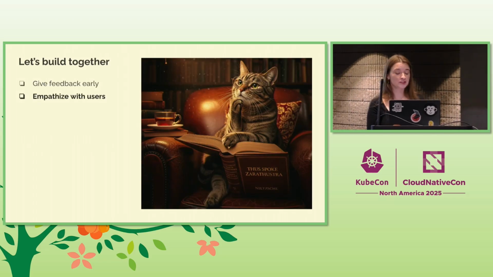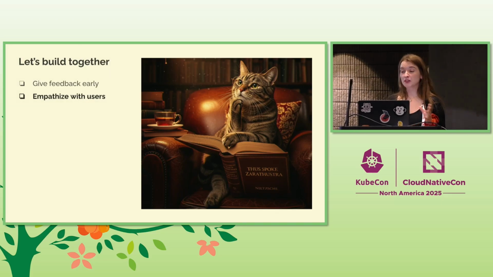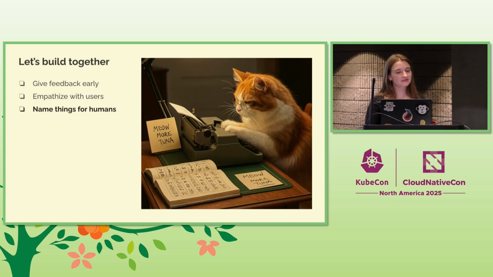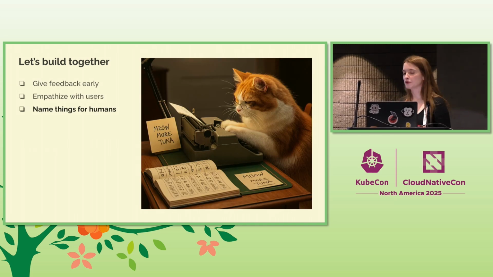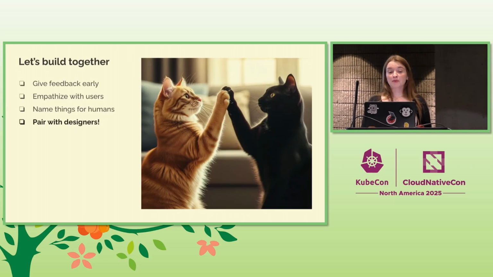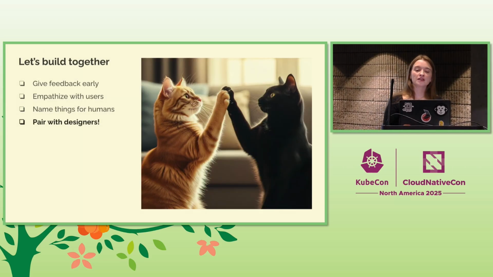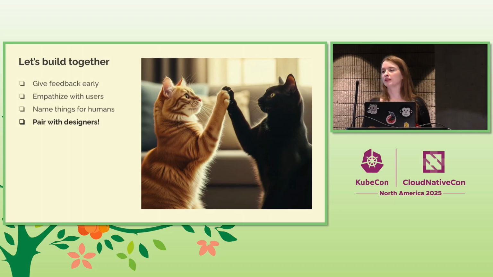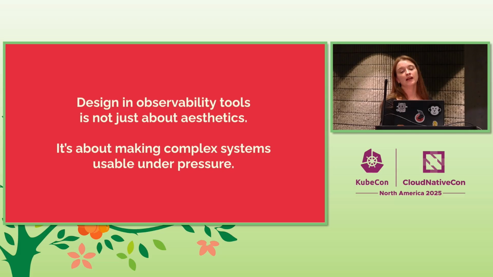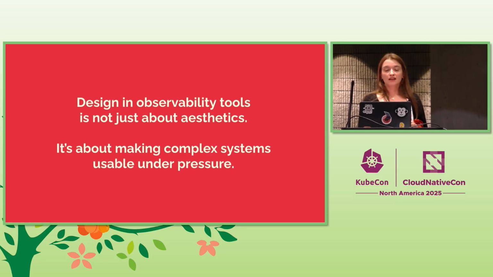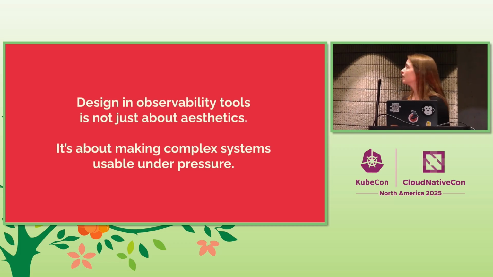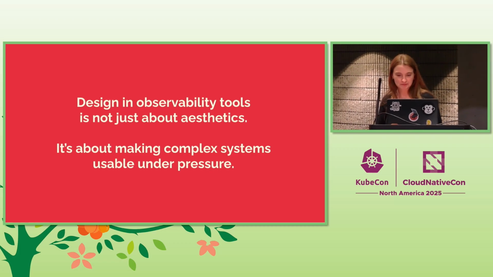Also empathize with users, again, especially with people at 2 a.m. when they're trying to solve a problem. This is personal, but I wanted to add it, please name things for humans. And pair with us, pair with designers, sit with us, we can brainstorm, complain, and create better tools together. And I will leave you with this. Designing observability tools is not just about aesthetics. It's about making complex systems usable under pressure.